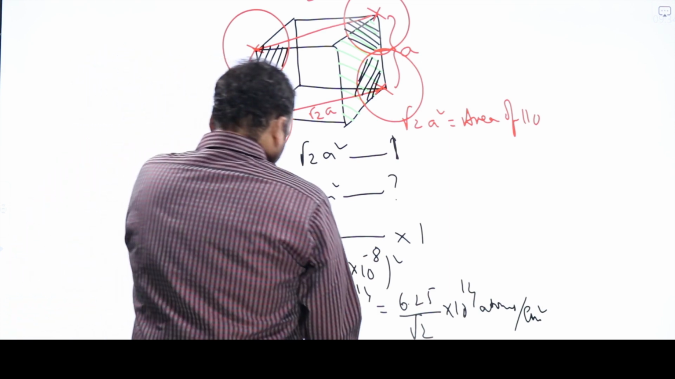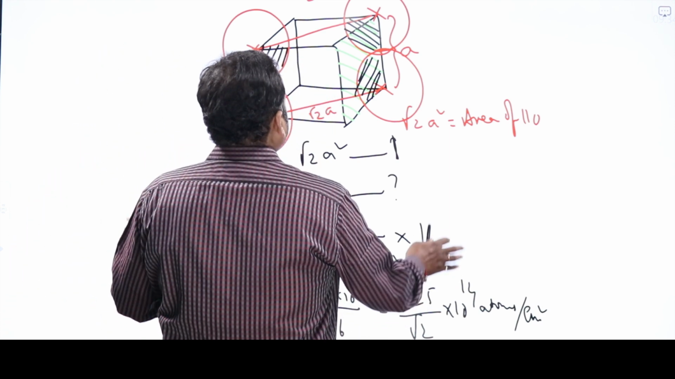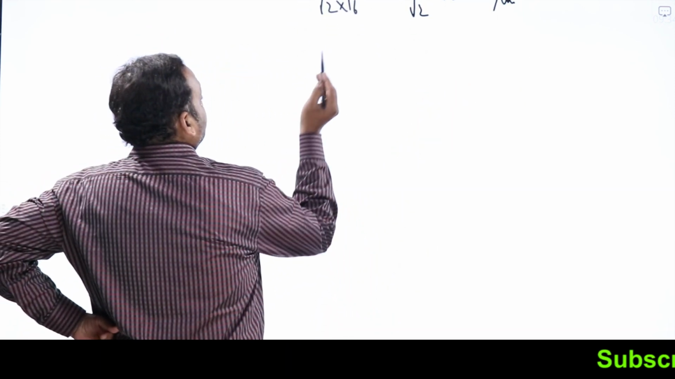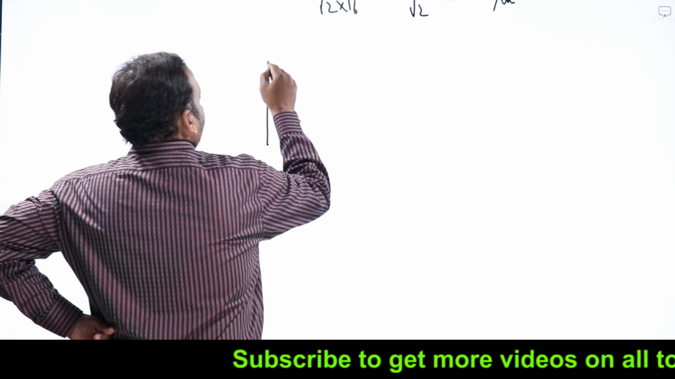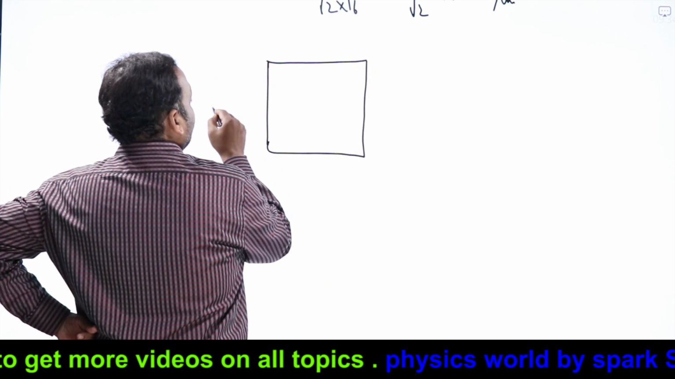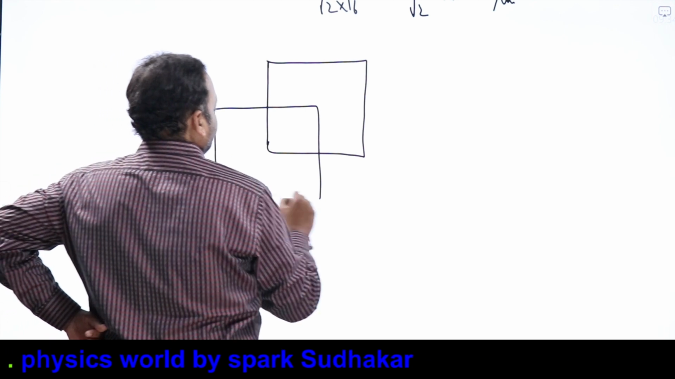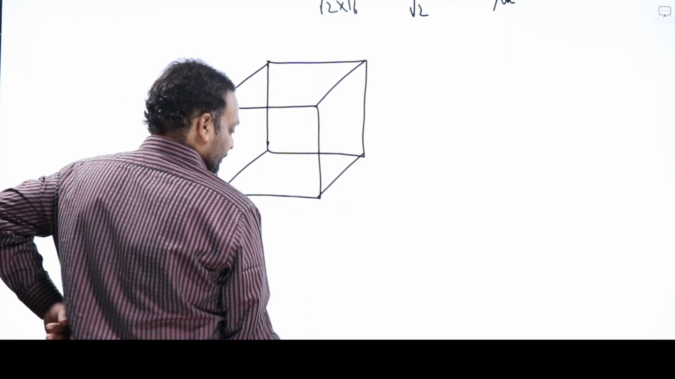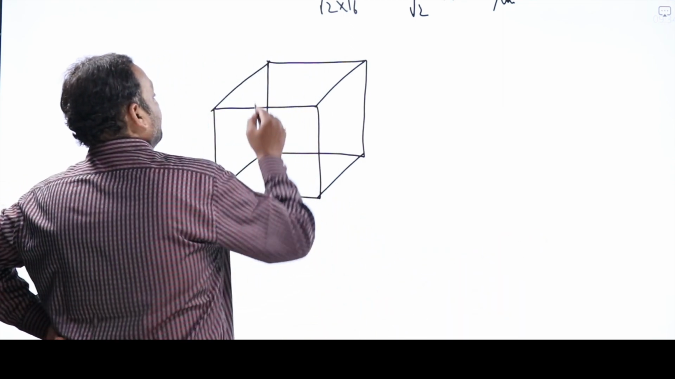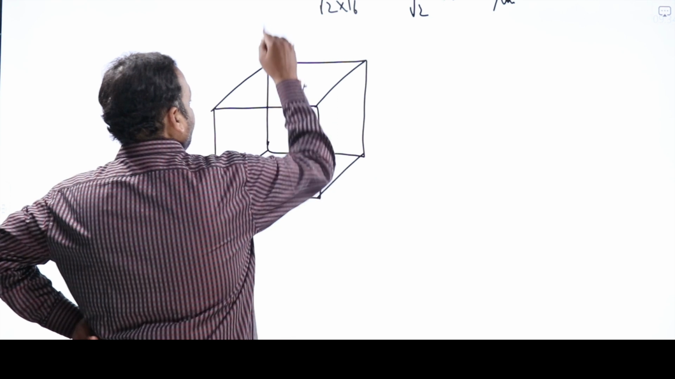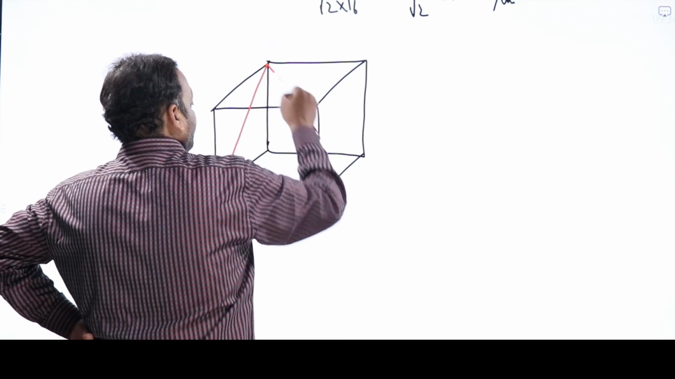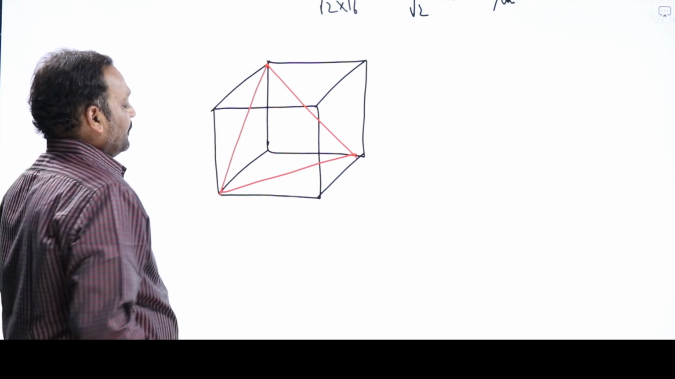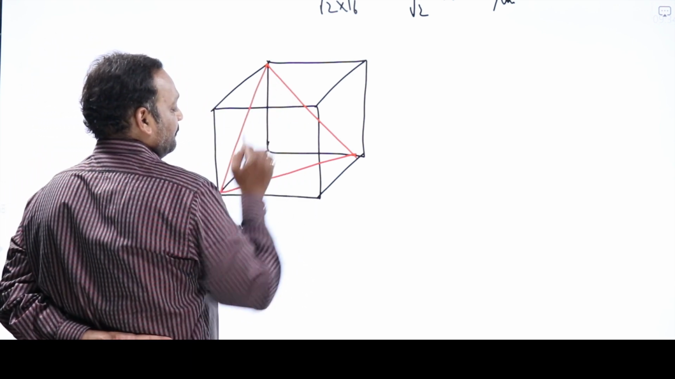Now, what about 111 planes? 111 planes in a cube are like this. So you take one cubic unit cell again, let it be simple cubic or BCC or FCC. Now, what is a 111 plane? We have seen, if this is the x-axis, this is the y-axis, this is the z-axis, the 111 plane will be like this, a triangle. It appears triangular. So this is our 111 plane.